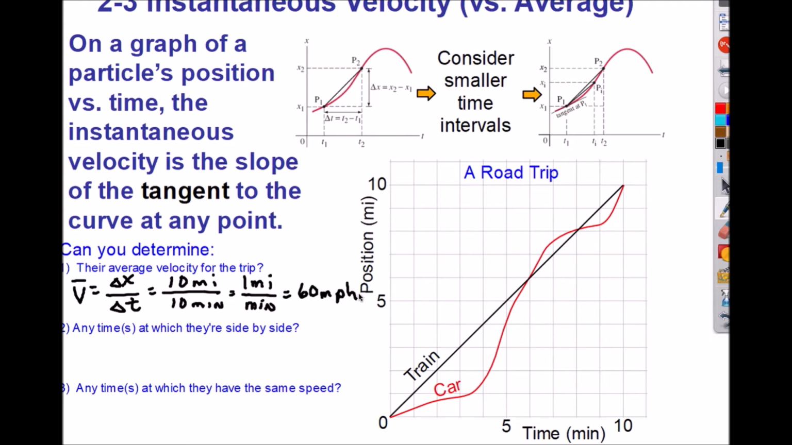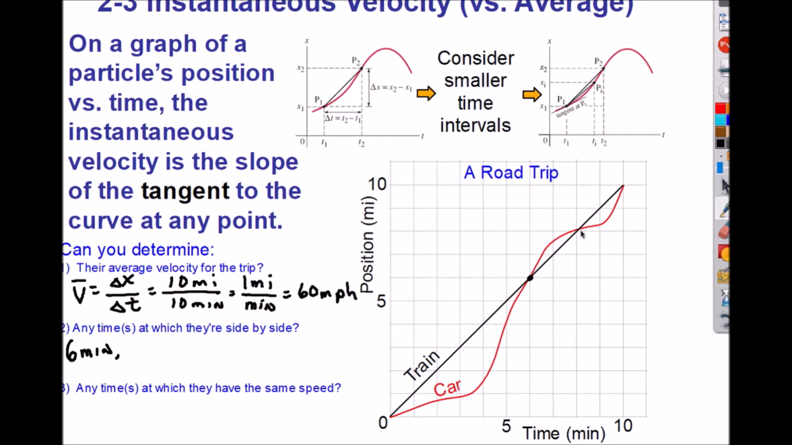But number 2, any times at which they are side by side. You can certainly see that the train starts out getting ahead of the car. Certainly the train is not obstructed at all by traffic, and so it can set its speed at a constant rate and maintain that. So in the beginning, the train is certainly ahead of the car. They do meet up right around this point here. That's where the car sort of catches up for a brief moment, and that looks like it's about 6 minutes, just approximate. And again, it looks like now the car is ahead of the train.